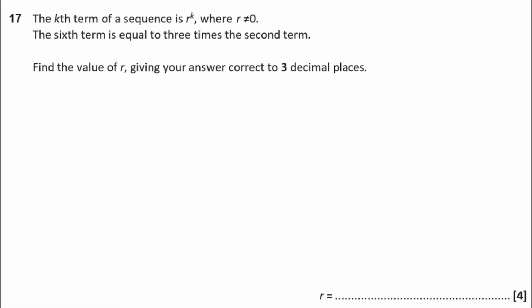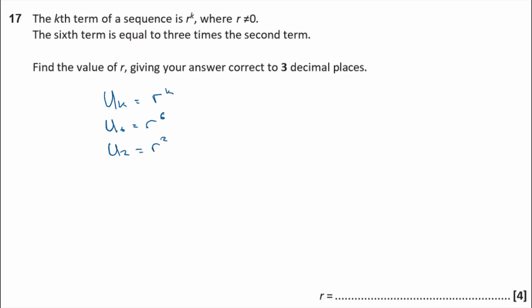Question 17. The kth term of a sequence is r to the power of k, where r is not equal to 0. The sixth term is equal to 3 times the second term. Find the value of r, giving your answer correct to 3 decimal places. Right, so for the kth term, I use the notation U_k, usually I use U_n, but they're using k here. That's equal to r to the power of k. So the sixth term, U6, is going to be r to the power of 6, and the second term, U2, is going to be r to the power of 2.